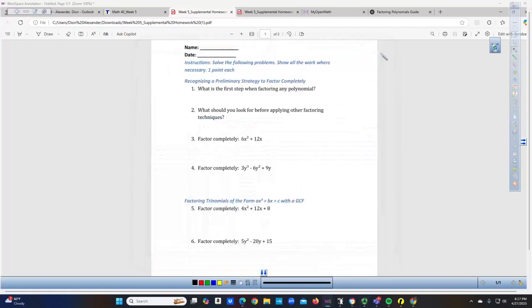Okay, so we're into week 5 where we're looking at these quadratic equations. We start this off with a couple of word problems where it says, what is the first step when factoring any polynomial? I'll accept a couple of answers, but I'm basically looking for that you always look for a GCF. Somehow you just got to put on there, you should always look for a greatest common factor. Like you should look to factor something out.